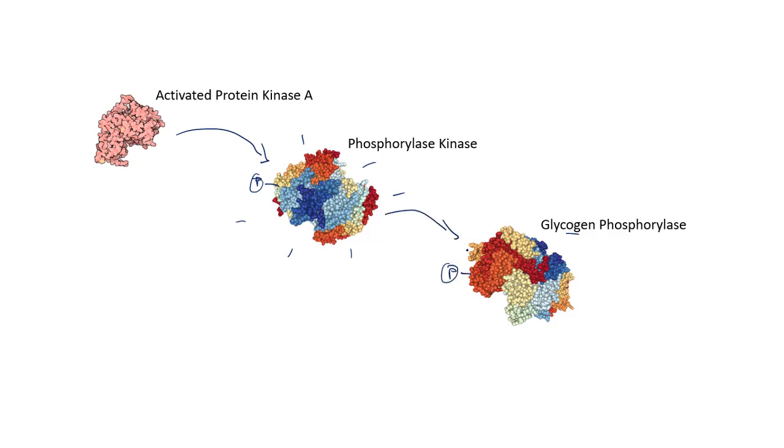So it's going to add a phosphate group to this glycogen phosphorylase, thereby activating this final enzyme in our cellular signaling pathway. And this is actually the enzyme that's going to yield the cellular response in liver and muscle cells and cause the release of energy. So what does this enzyme do? Well, the name kind of gives us a clue.